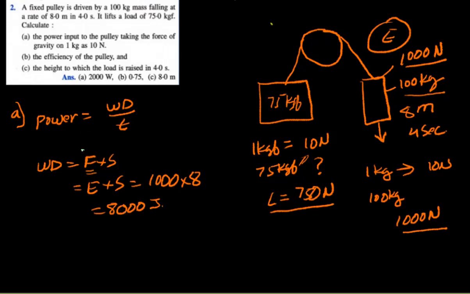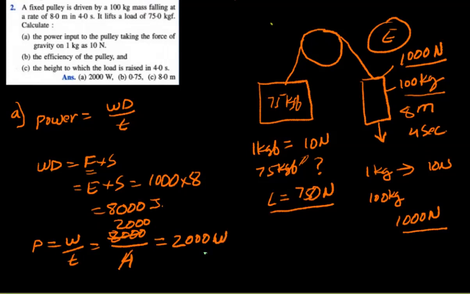Now we have to find what is the power. Remember, power equals work upon time. So 8000, the work we just found out, 8000 joules divided by the time given, which is 4 seconds. 4 ones are 4 and 4 twos are 8, so we get 2000. So power equals 2000 watts.